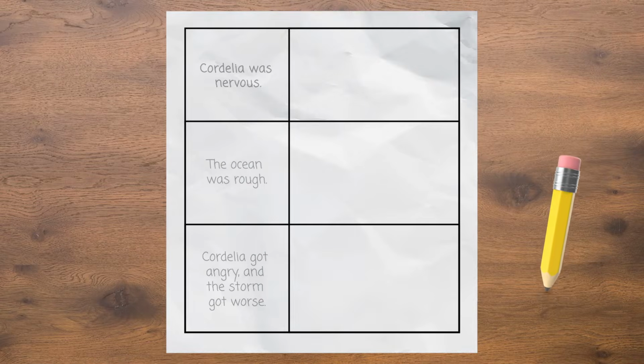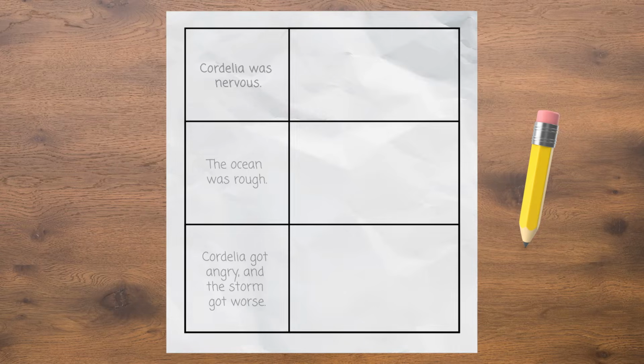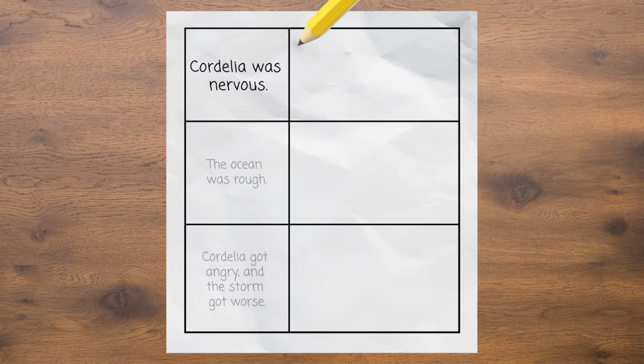The more clearly we can picture our character, setting, and conflict, the easier it will be to bring our whole story to life. Let's start with our characters. In my story, the main character is Cordelia. At one point, she's really nervous. I could just write, Cordelia was nervous. But that doesn't help us feel what she's feeling. So I tried this instead.